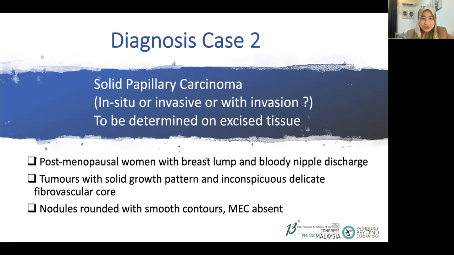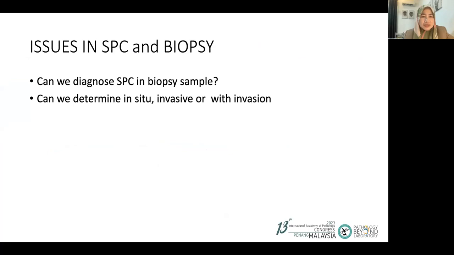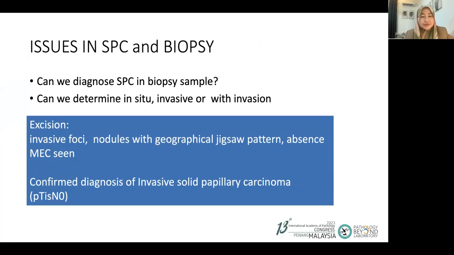Or is it in situ or invasive or with invasion? Can we diagnose it in biopsy? I don't think so, because it must be determined on excised tissue. All right. So there are some issues in SPC and biopsy. Can we diagnose SPC in a biopsy sample? Can we determine in situ, invasive, or with invasion? All right. So I think all that must be determined in the excision sample.